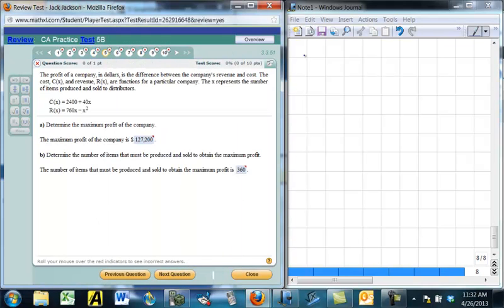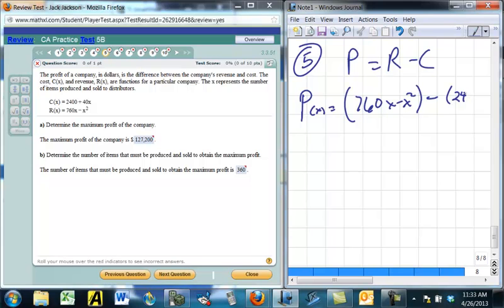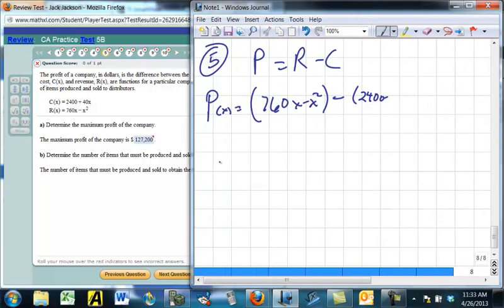Next question. Number 5. The profit of a company in dollars is the difference between the revenue and cost. So, in general, profit equals revenue minus cost. Well, they've given you a formula for revenue and cost, so now we can find the profit as a function of x. The revenue is 760x minus x squared, and the cost is 2,400 plus 40x.